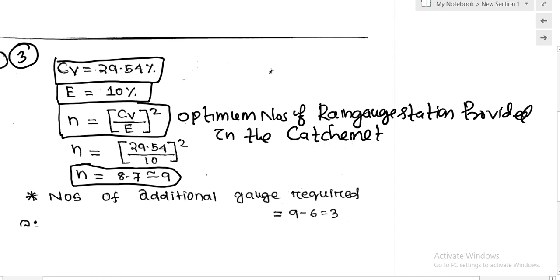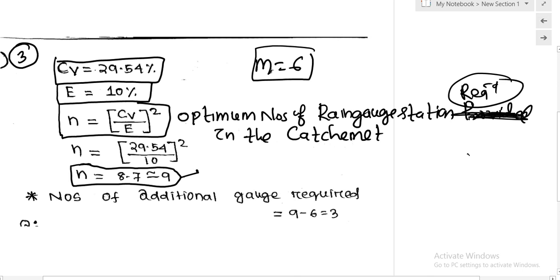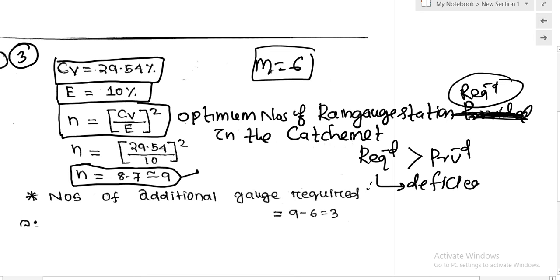So 9 rain gauges, actually that is not provided, better you say that is required. Okay, that is how much is required. The number provided is how much? 6 is given. So this is required, and we provided 6 rain gauge stations. So the required is more than the provided. Okay, so there is a deficiency in rain gauge stations.